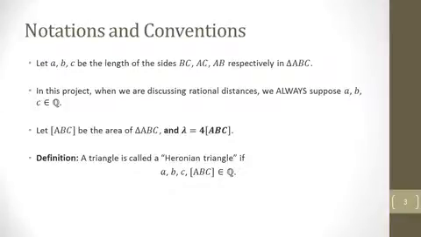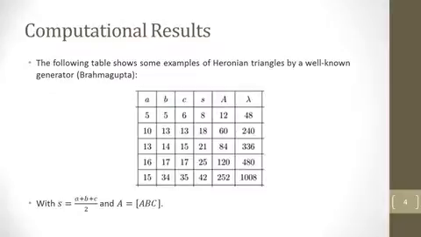In this project, we let a, b, c be the lengths of the sides. When we are discussing rational distances, we always suppose they are rational. And we let lambda equal 4 times the area of ABC. A triangle is called a Heronian triangle if its sides and area are all rational. The following table shows some examples of Heronian triangles by a well-known generator. As we can see, all its sides and area are rational.